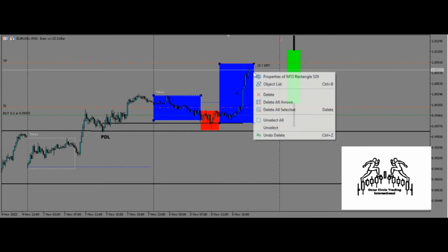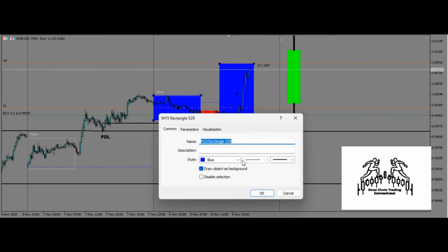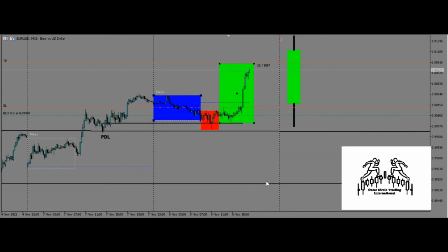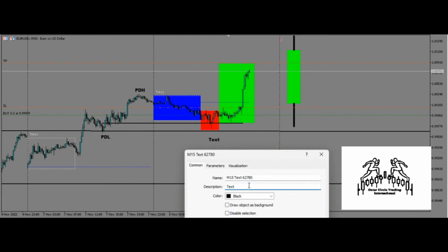Expansion is the true move of the day. After institutions are done with their manipulation, there will be a true move of the day. So this manipulation happens during the London session. Price is in the manipulation phase, establishing the low of the day. This is where the low of the day will be established, and this happened during the London session. So this will be your London key zone.